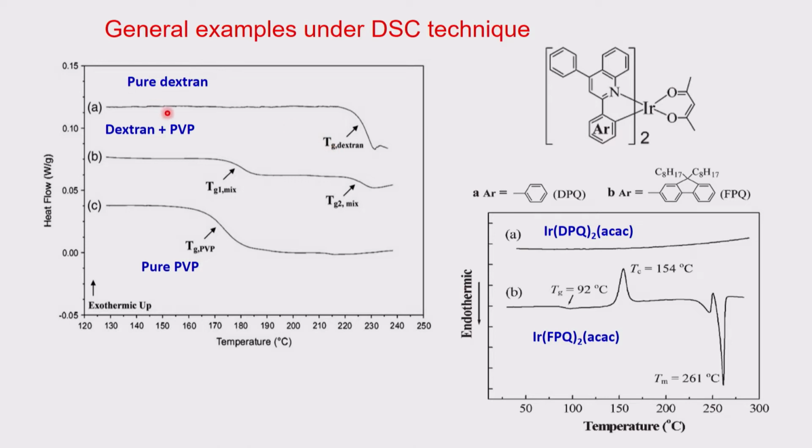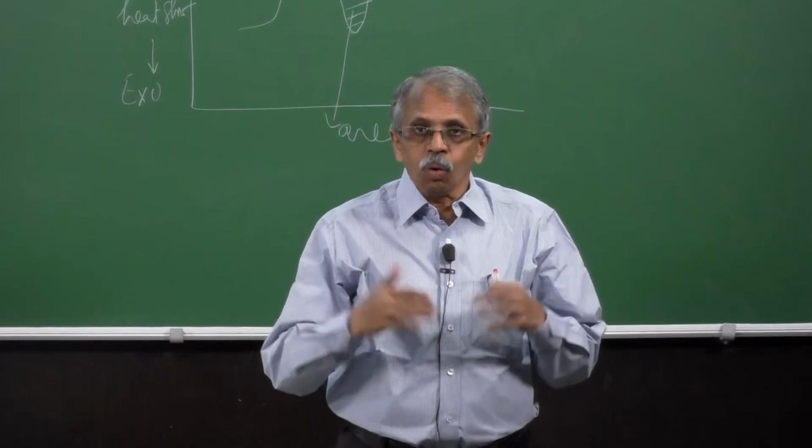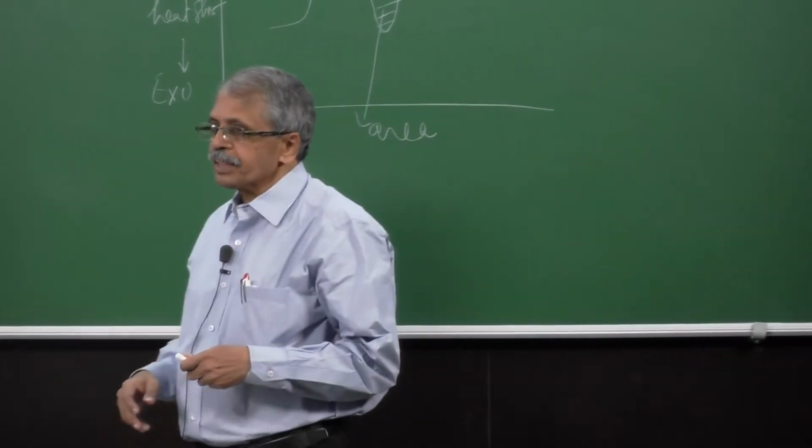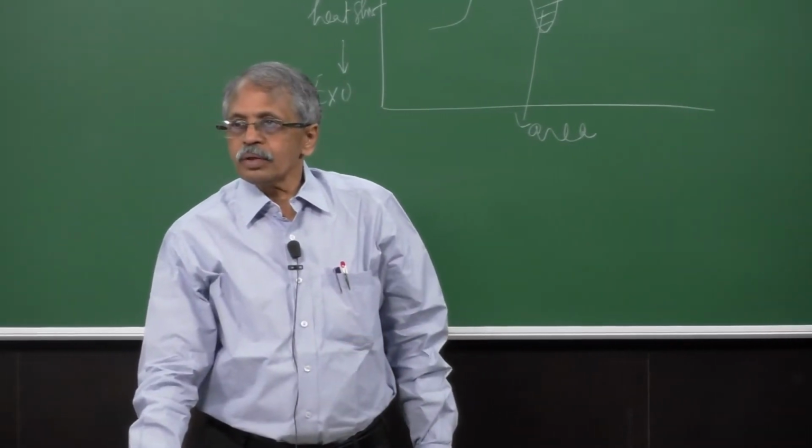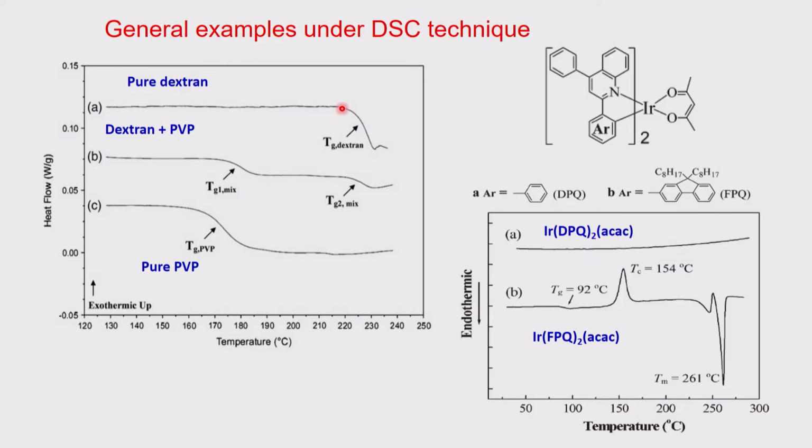Pure dextran, a polymer which is carbohydrate based, is used quite frequently in a lot of drug loading and drug delivery applications. So, pure dextran gives a glass transition somewhere here, beyond the 220, 230 range. Now, if you have another material, PVP, polyvinyl pyrrolidone, it gives a transition somewhere around 170. So, one is around 230, the other around 170. There is a huge gap between them, about a 60 to 70 degree difference.